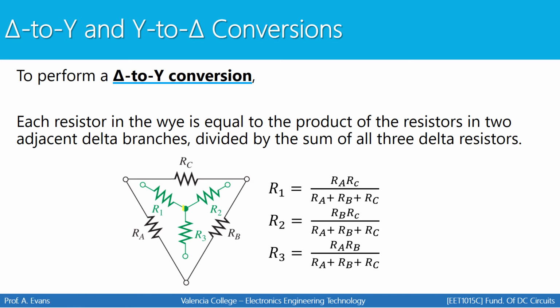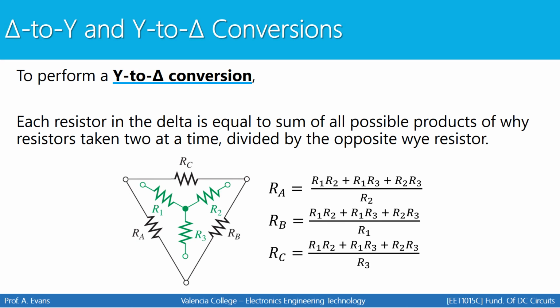Notice that in order to calculate R1, look where R1 is on the diagram. Look to the left and look to the right. There's your numerator, RA times RC. If I want to calculate R2, look to the left and to the right. There's your RB times RC. And if you want to calculate R3, look to the left and to the right. There's your RA times RB. So even without these equations, if you can remember that relationship, you can very quickly perform a delta to Y conversion.